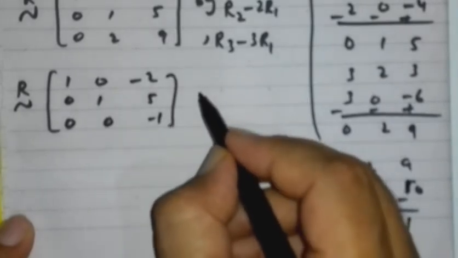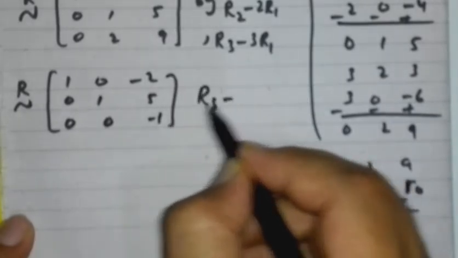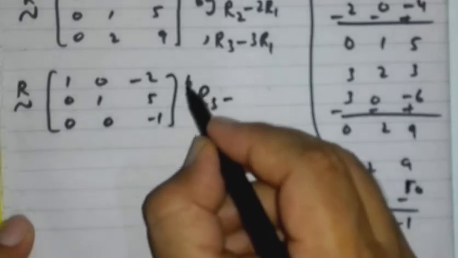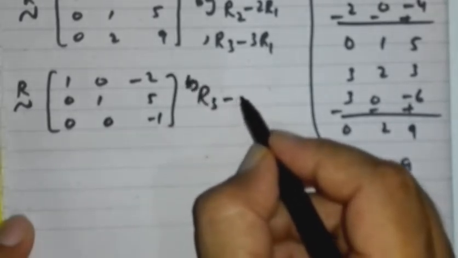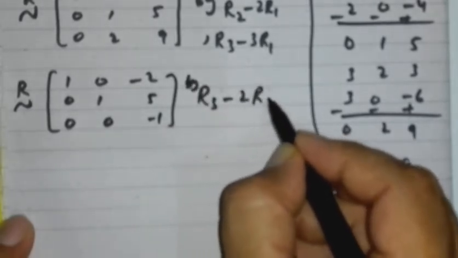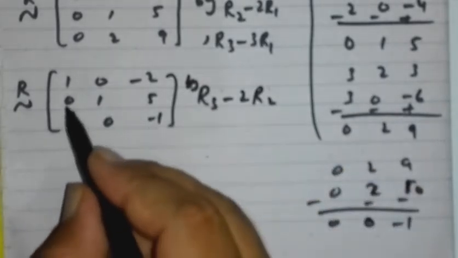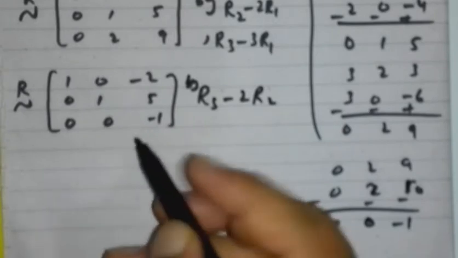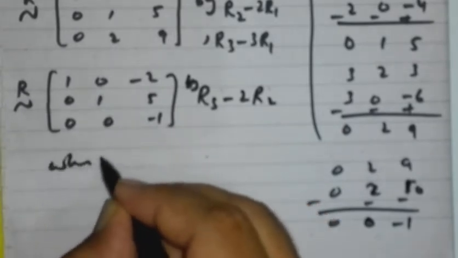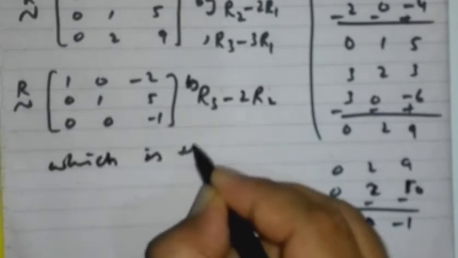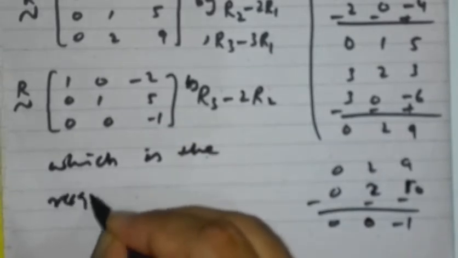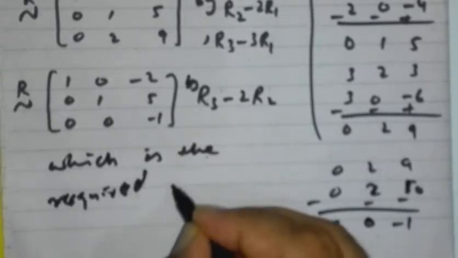How? R3 minus 2 times row 2, which is the required echelon form. We have changed these three values into 0, which is the required echelon form.